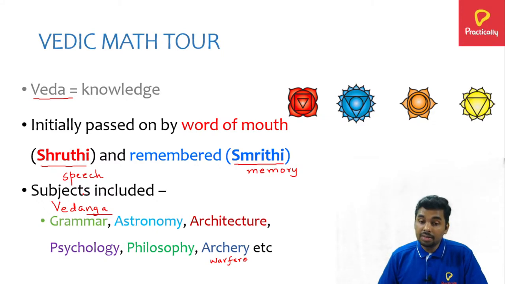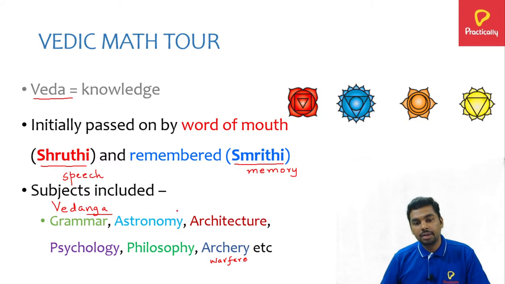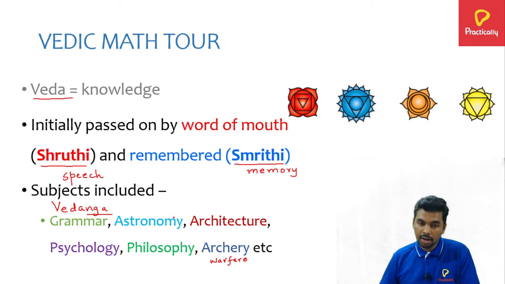And there are other subjects of interest as well. This archery or warfare is described in a Veda called the Dhanur Veda. Or you might have heard about Ayurveda. Ayurveda is about health and well-being, so that is one other Vedanga. And there is also something called Gandharva Veda, which talks about music. At first sight, you will think everything written in music is just musical, with no mathematics involved. But that is not the fact.